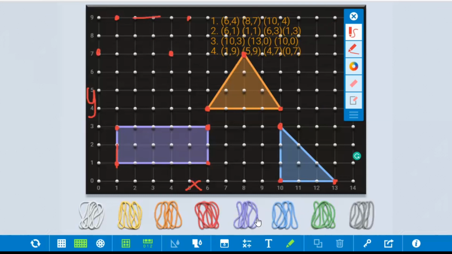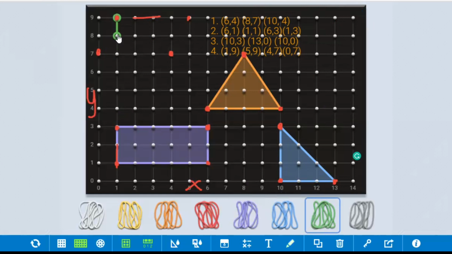All right, so let's go ahead and get a band and let's see what we are making. If we put a band around all the points that we graphed, we see that we have made a parallelogram or a rhombus. This also has 4 sides. They aren't going straight up and down like how a rectangle would. So let's go ahead and fill that one in.